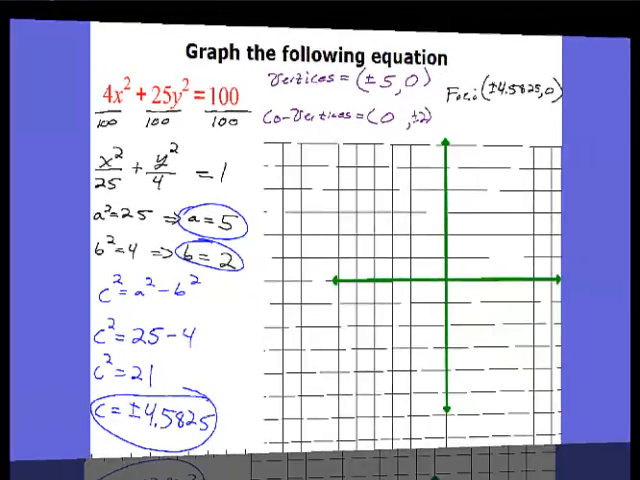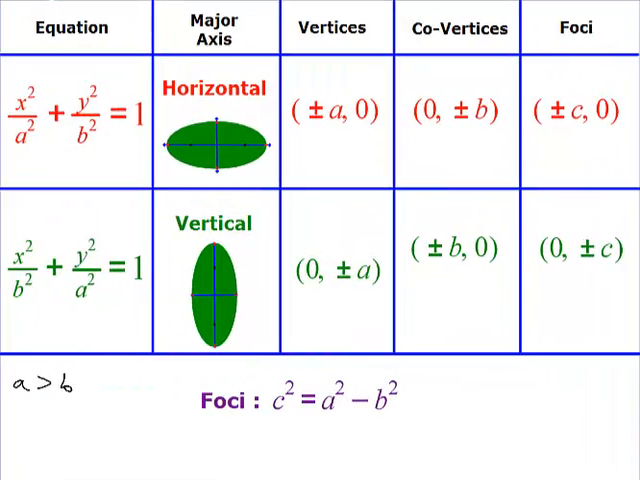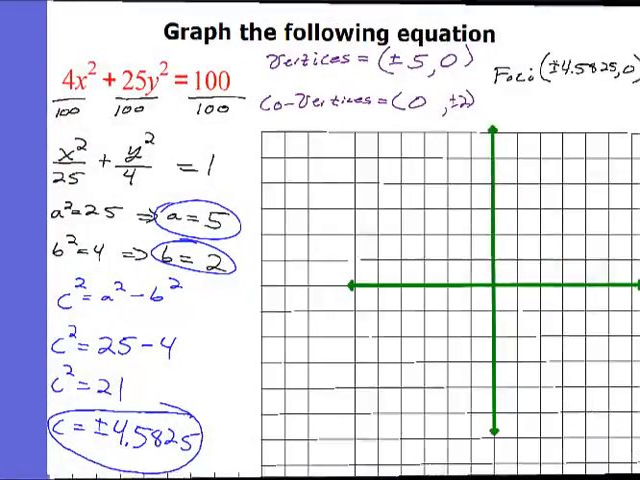So again, if you go back, your foci are plus or minus C, 0 if you're a horizontal ellipse. If you're a vertical ellipse, it's 0, plus or minus C, because the vertices and the foci have to match. Okay, because they're on the same axis. They're always on the major axis. Everybody all right? Okay. So now I get to plot all my points.